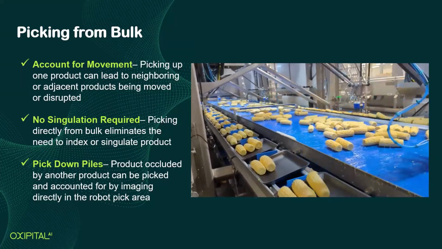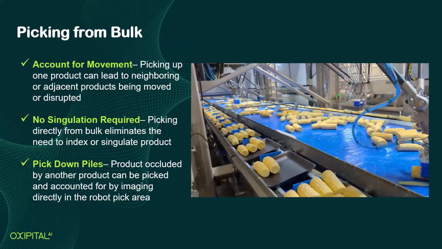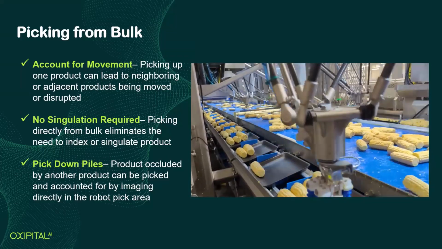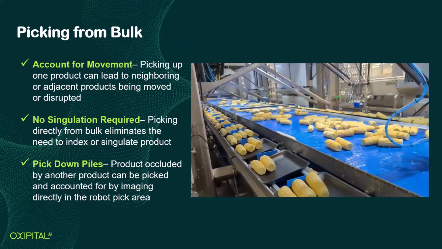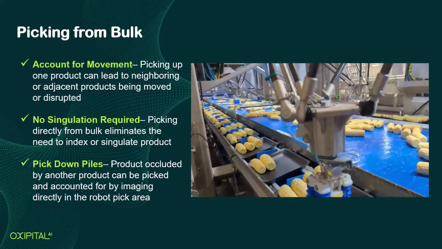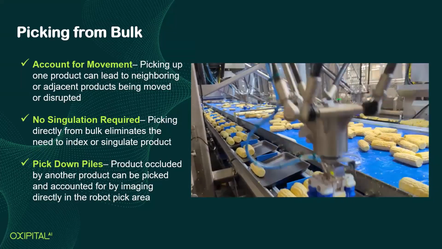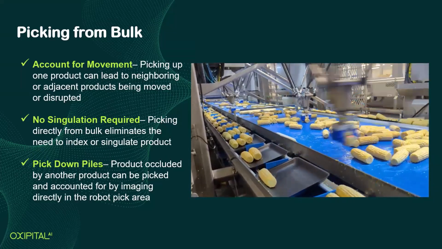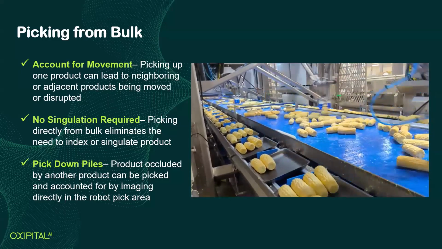Picking from bulk or this chaotic flow can be challenging, especially when you're looking to do it at high rates of speed. We have the ability to track all of the products that you see on a conveyor and choose whether or not to pick them if they're in motion, which tends to happen quite a bit with cylindrical items like you see here. You don't need to singulate product before it gets to a robot to actually pick it.